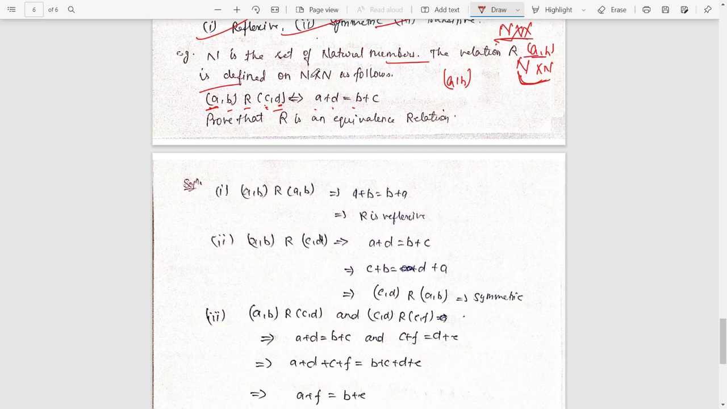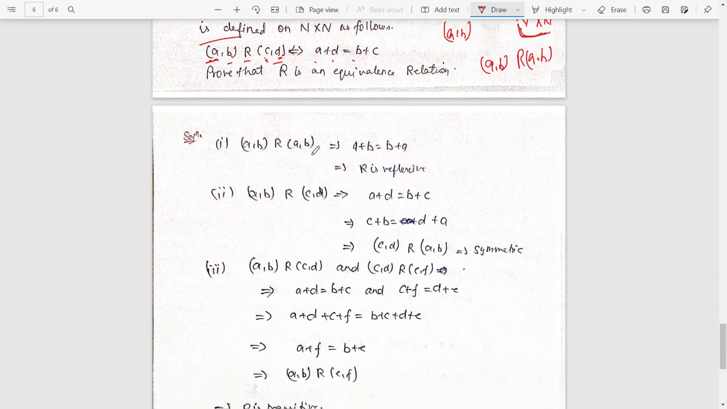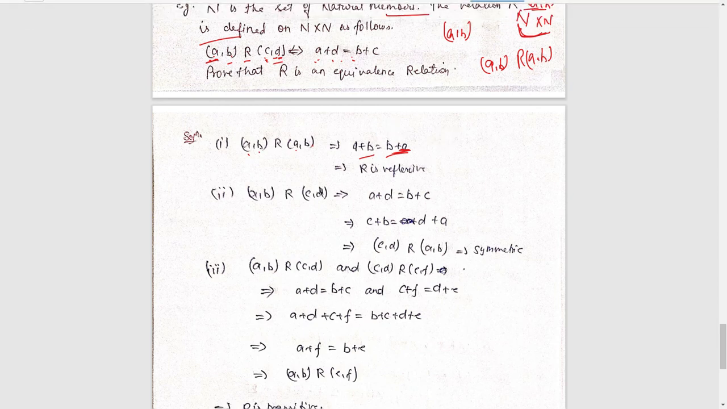How to prove R is an equivalence relation? You have to prove reflexive, symmetric, and transitive. First reflexive: we have to prove that (a, b) is related to (a, b), meaning it is related to itself. So let (a, b) be equal to (c, d) with c equal to a and d equal to b. The relation is a plus d is equal to b plus c, so this becomes a plus b is equal to b plus a. Obviously this satisfies the relation because a plus b is equal to b plus a. So R is reflexive.